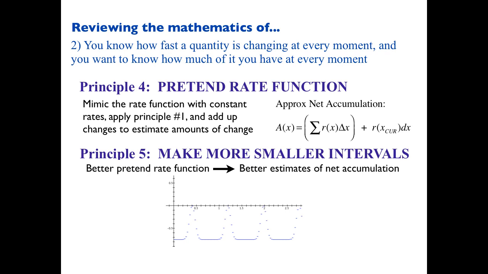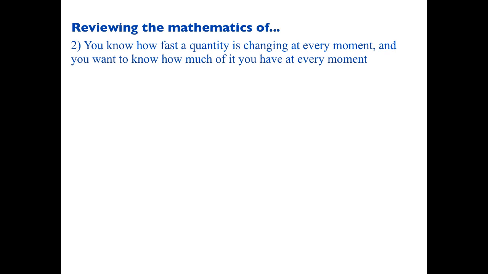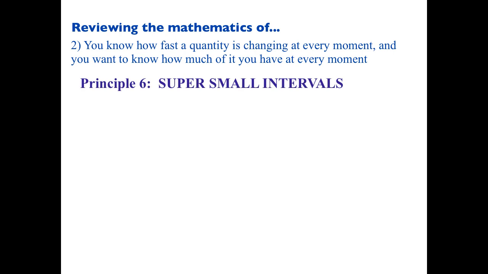Okay, principle 6. What are we going to do after that? So we make the interval smaller to get a better rate function and then a better accumulation function. So then what do we do next? Just make them super small, right? Super small. So small that there's no distinction between approximate and exact net accumulation.